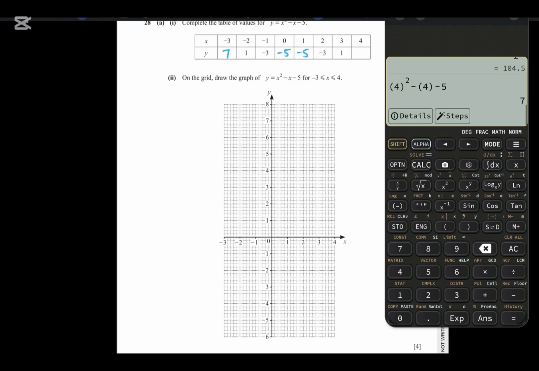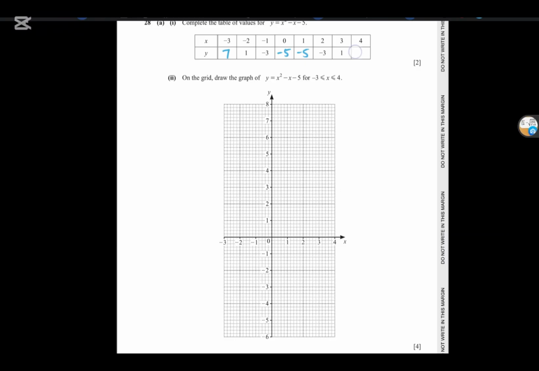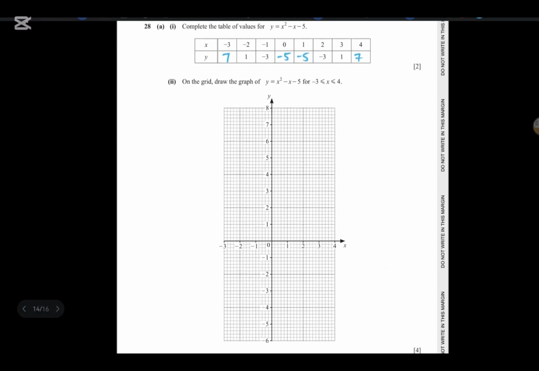Is 7. So the complete the table part is done. Question number A is done. Question number A1 is done. Now question number A2. On the grid, draw the graph of y is equal to x square minus x minus 5 for minus 3 less than or equal to x less than or equal to 4.